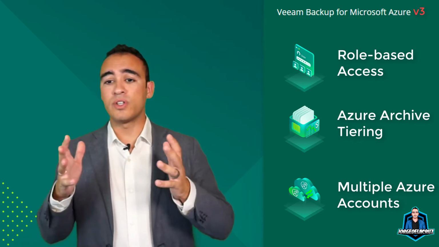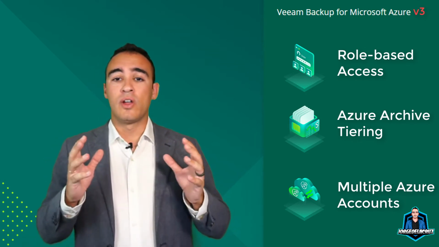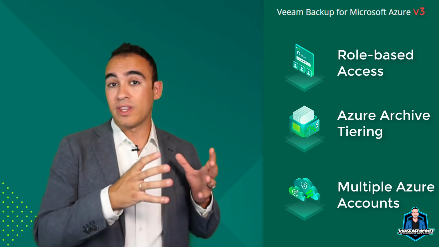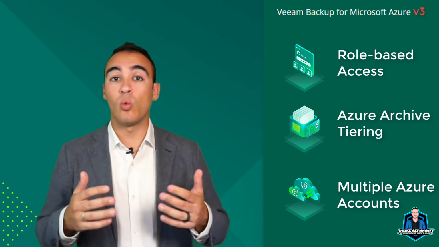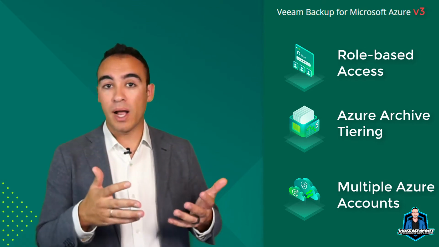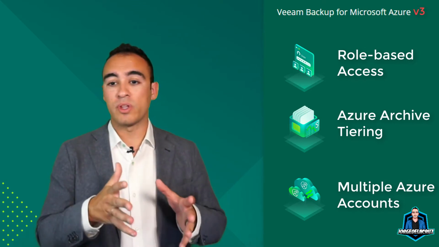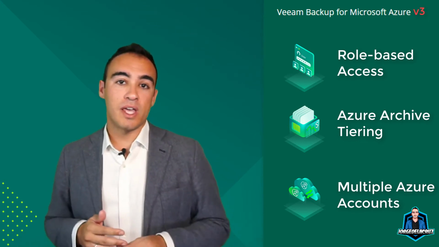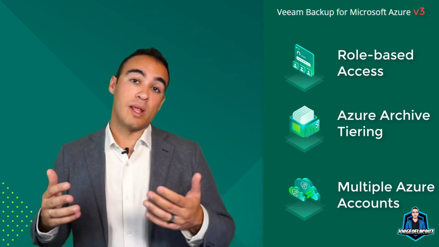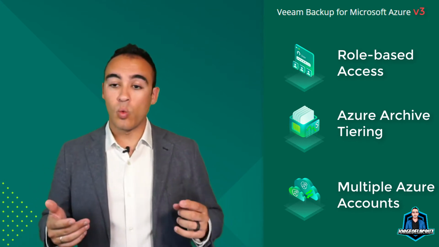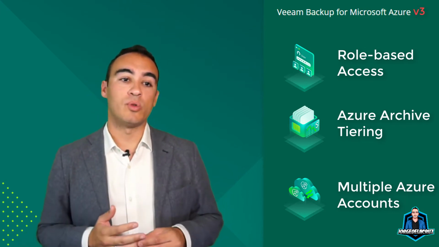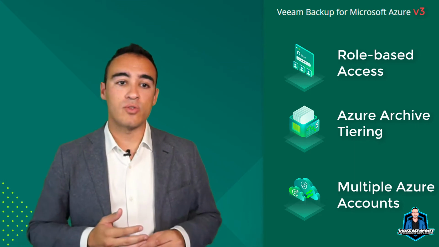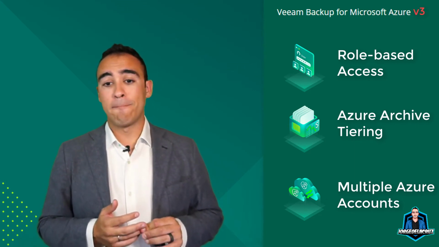Finally, the integration with Veeam Backup and Replication. Before, it was already integrated, but now you will have visibility into the new workloads. So if you upgrade to Veeam Backup for Azure version 3, you need to upgrade Veeam Backup and Replication to version 11a to have visibility into the new Azure workloads, the SQL policies, and of course, you will be able to see the tiering of the Azure archive and so on.